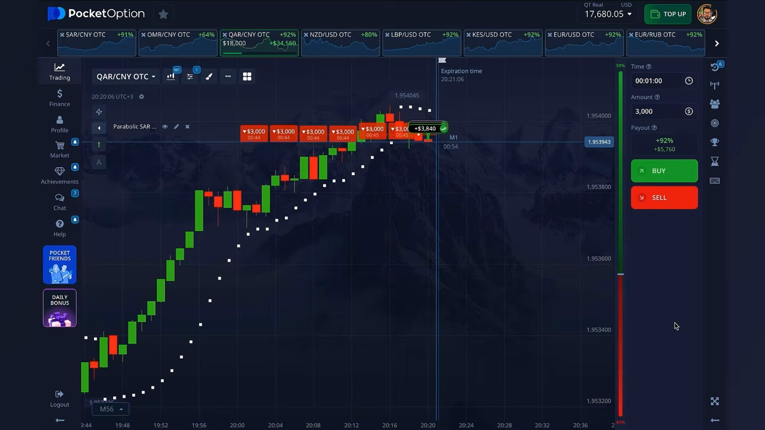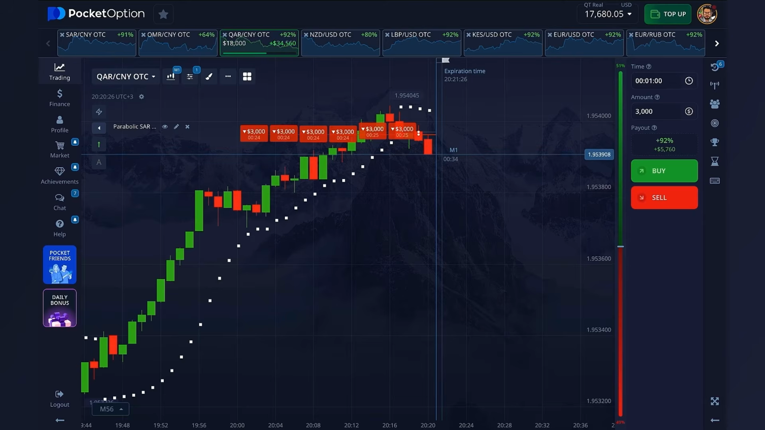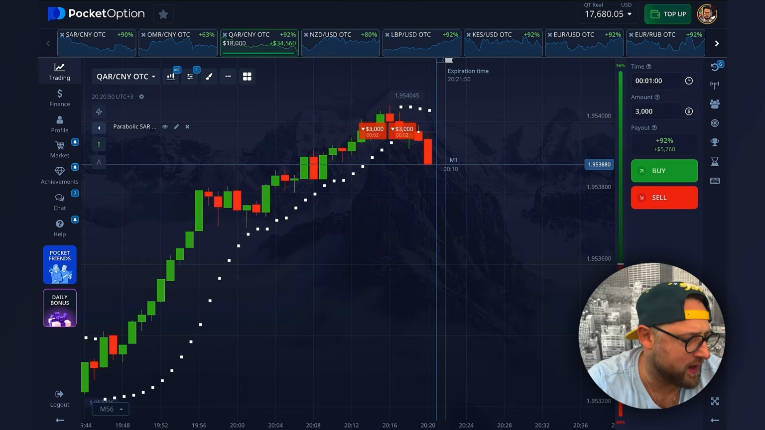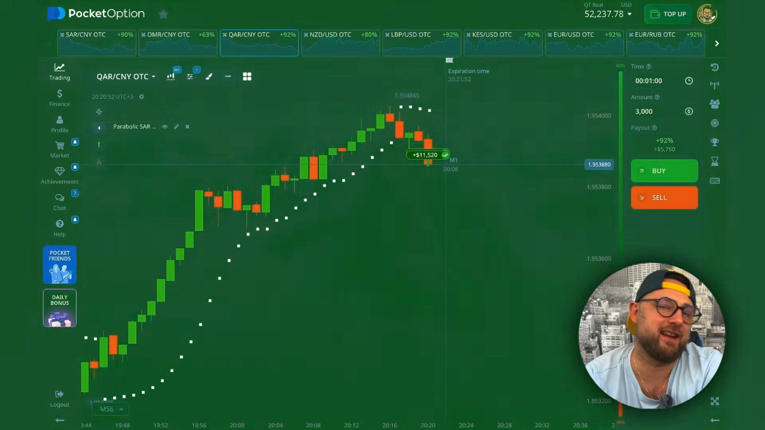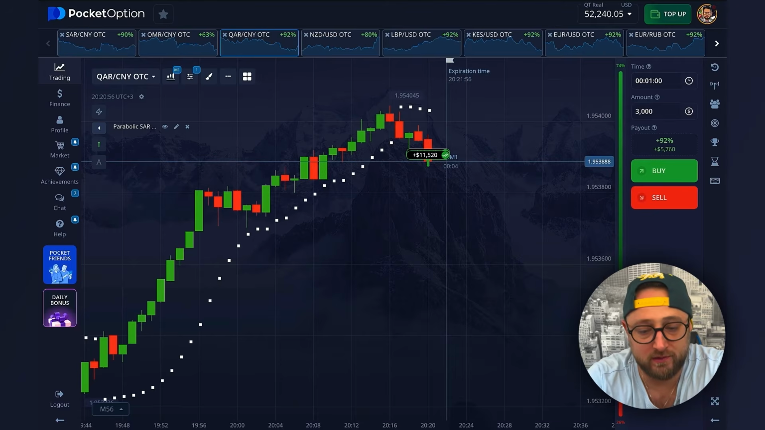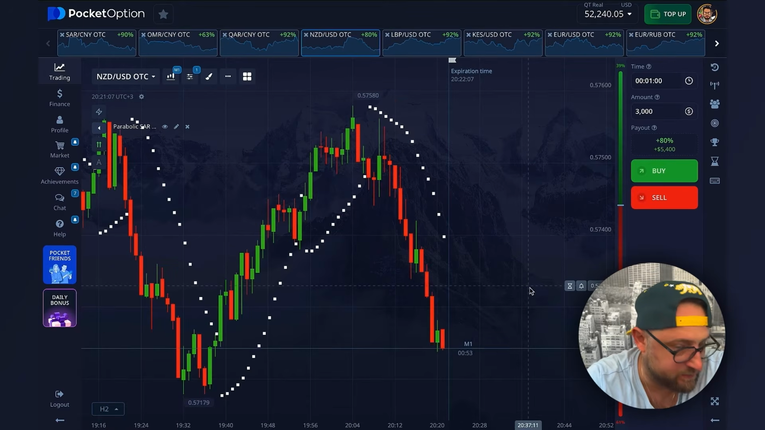I placed big trades, but they were strategic, not random, believe me. 18,000, yes, half of our budget on the fourth candle of the downtrend. But as you can see, we're very close to our big win now. 5, 4, 3, 2, 1. Boom shakalaka. Yes, the biggest win. Let's go next. Let's see another pair.